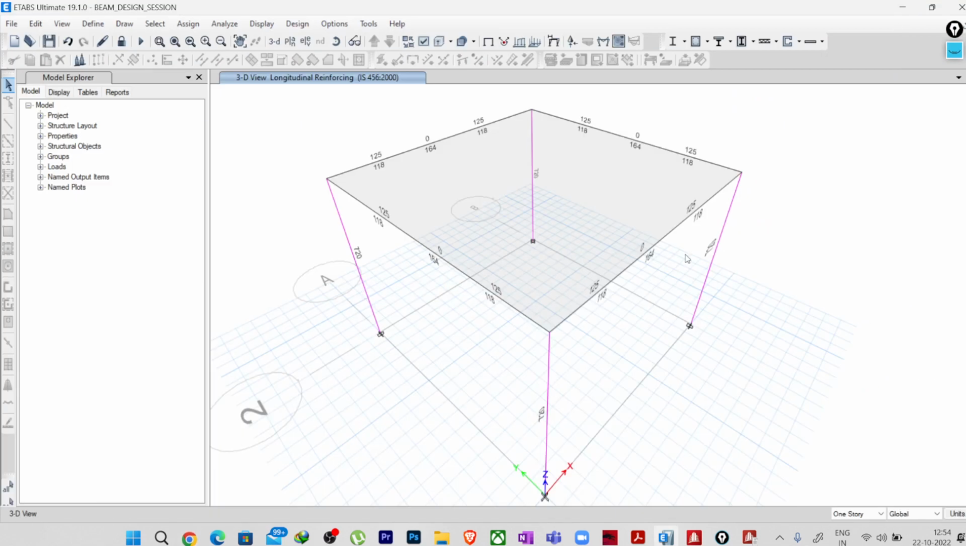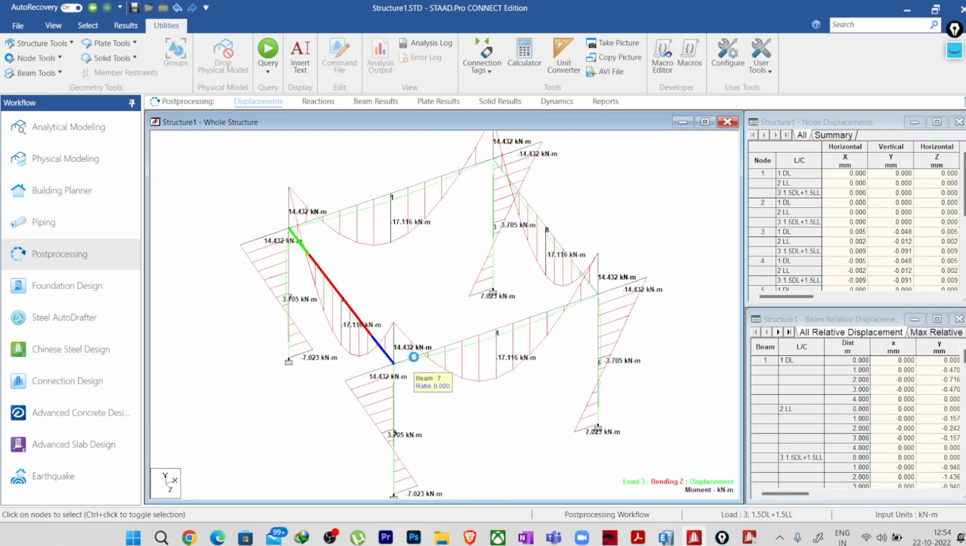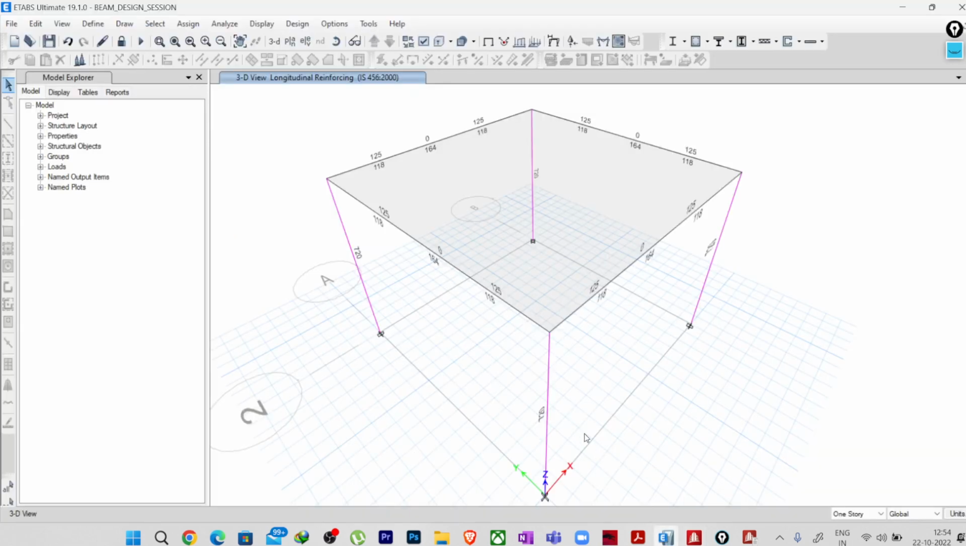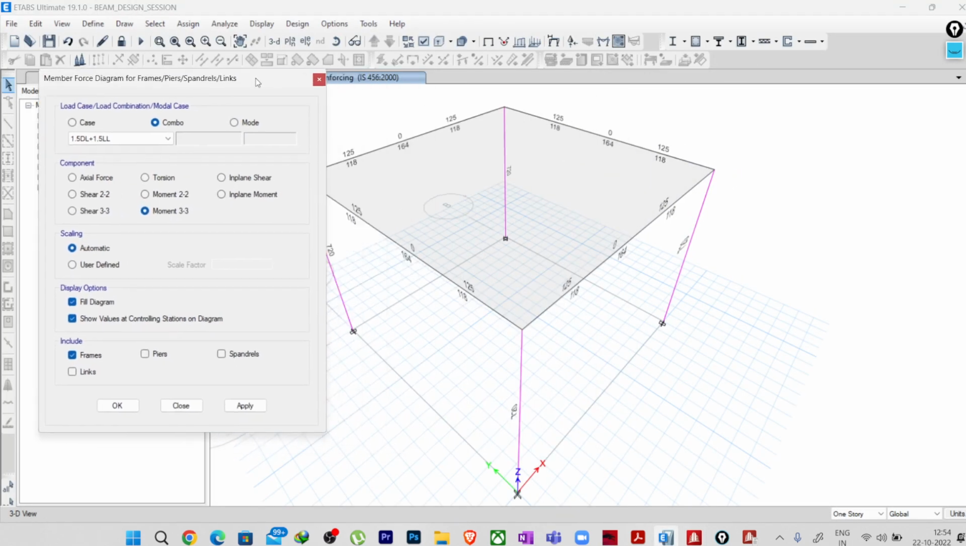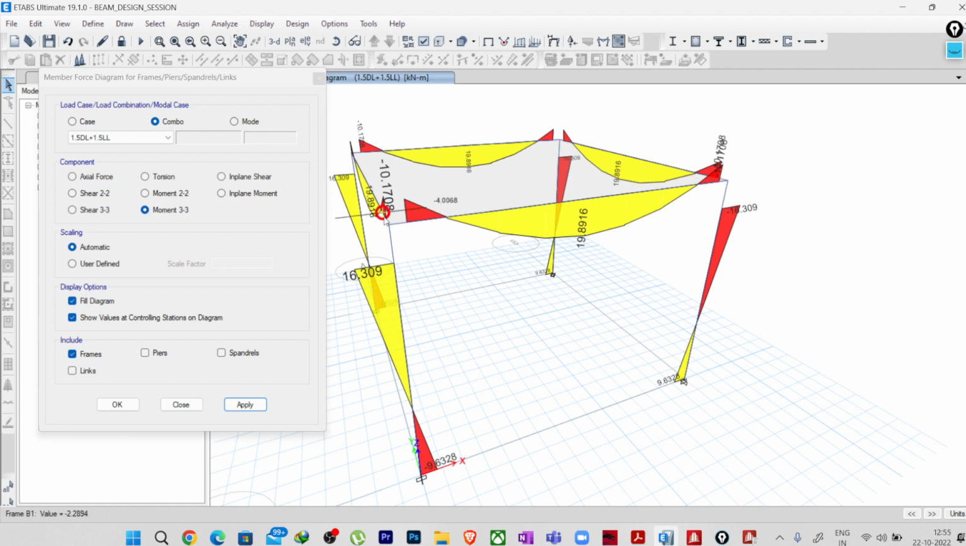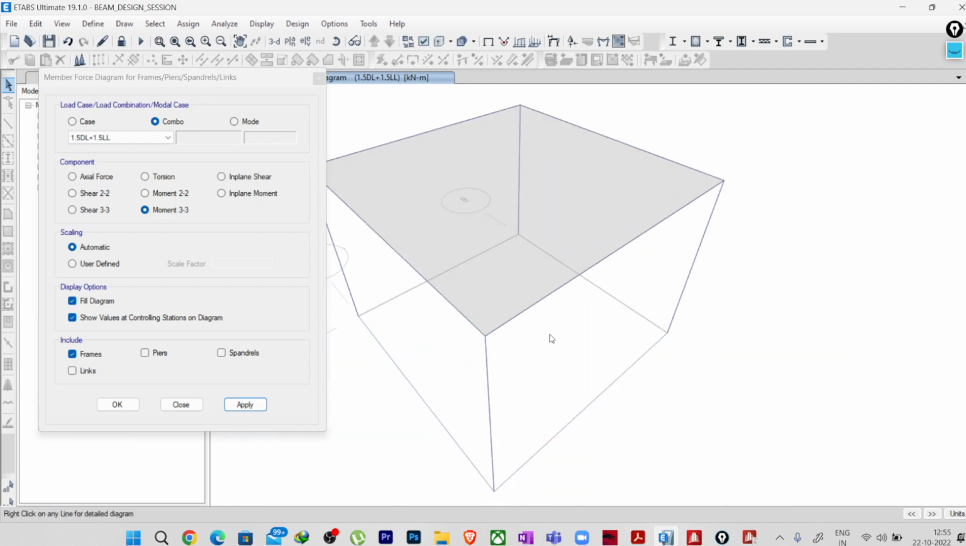So as I was saying, if you see the STAAD moment diagram, it is giving results from the center of the column. And if you see for Etabs, it is giving the result from the face of the column, by default. Obviously, you can change these settings. And if you change the column size, automatically it will change this distance also as per the column dimension. So this can be one reason.